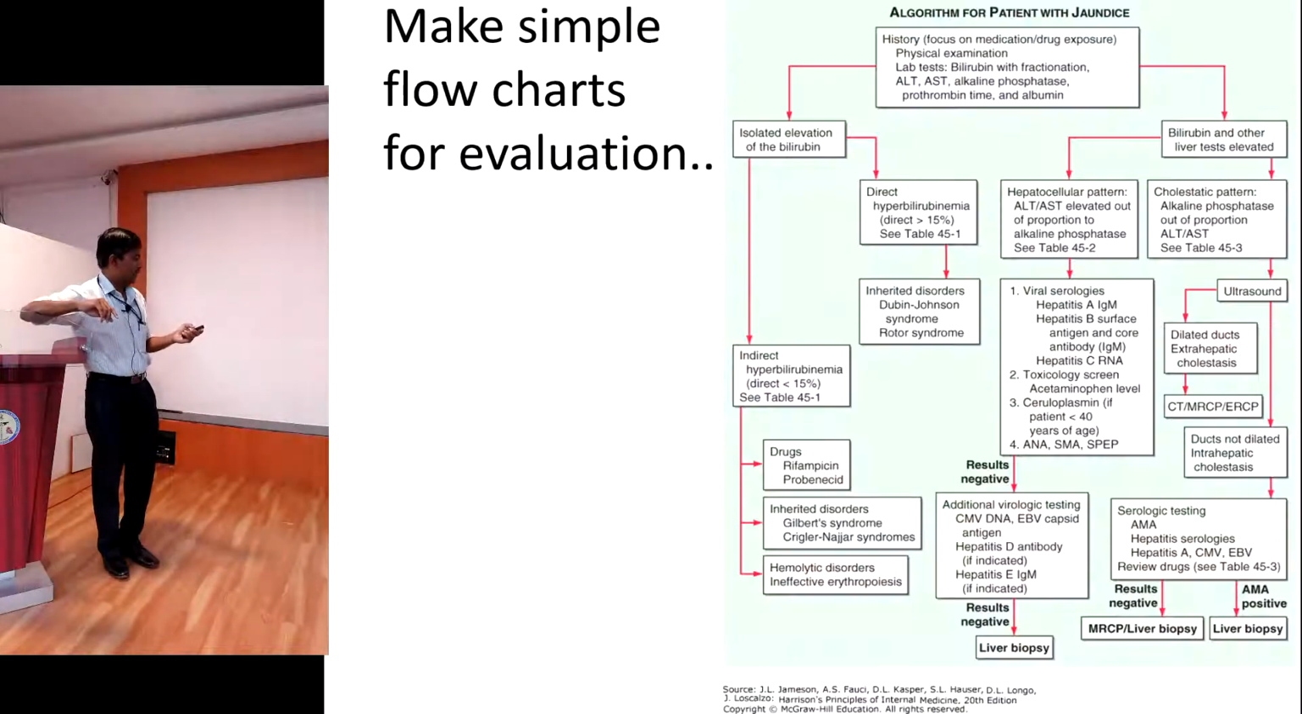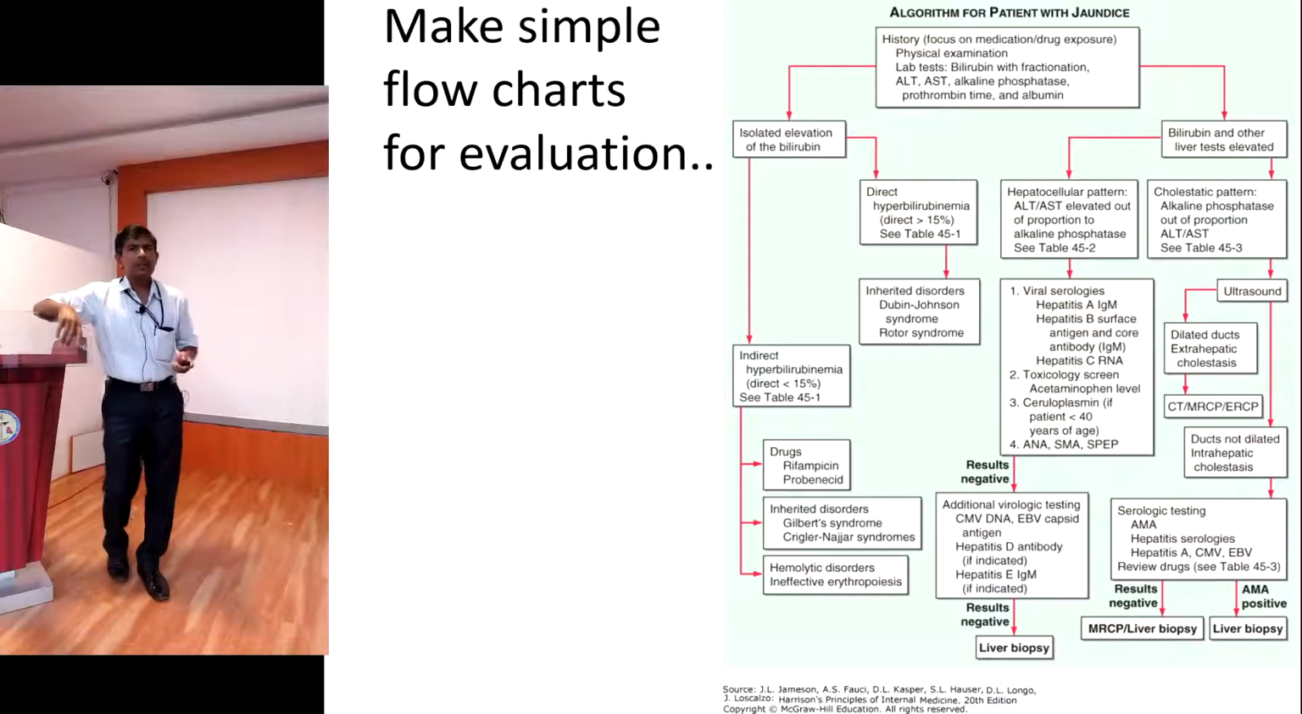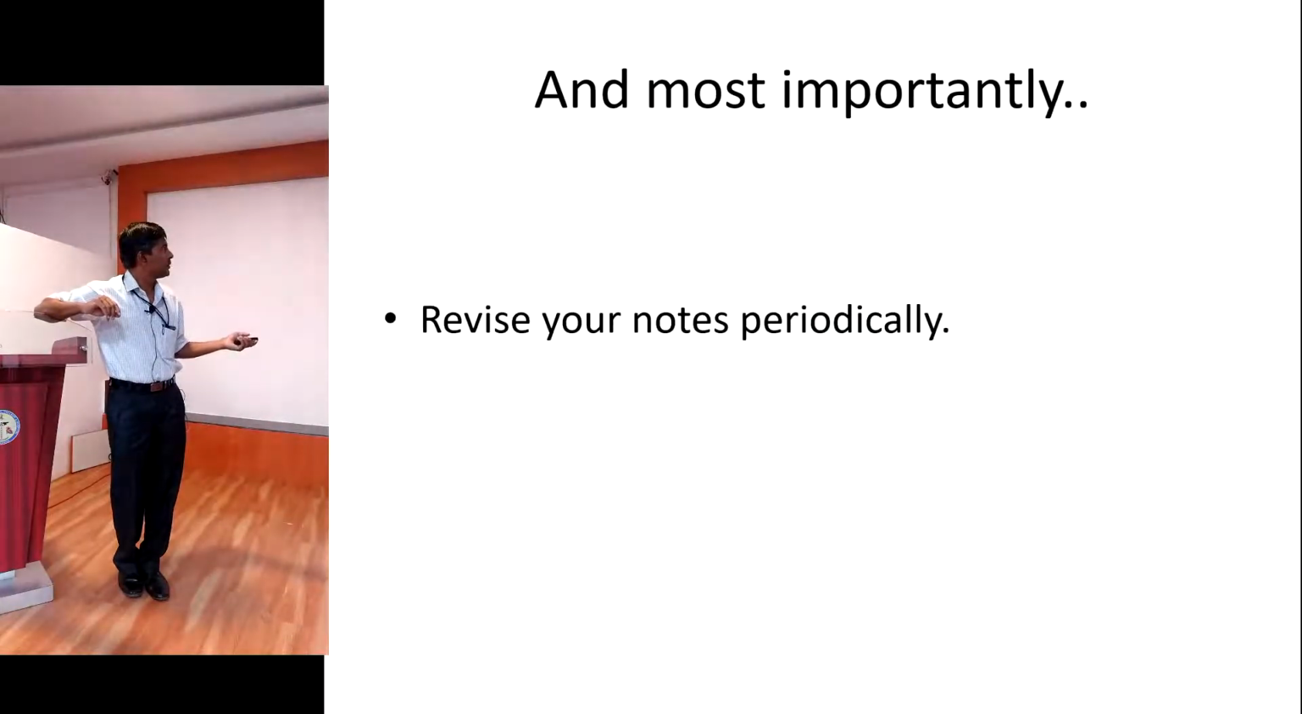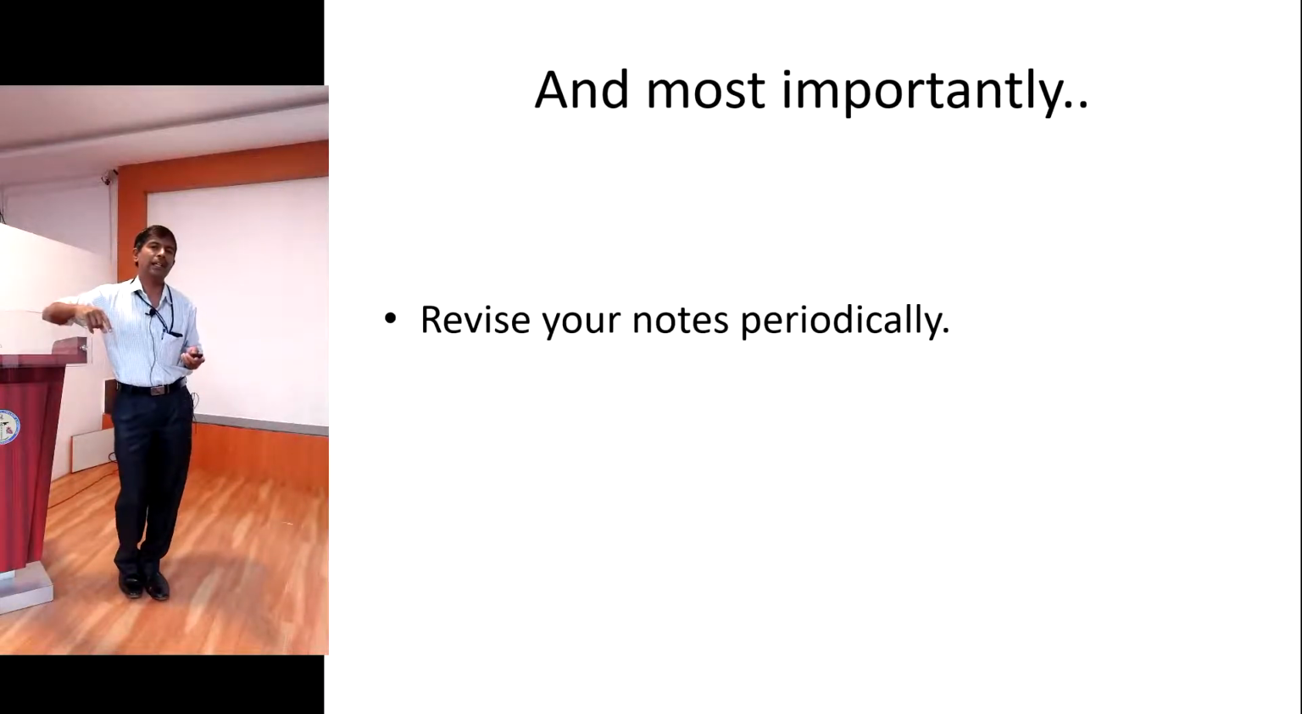And then for evaluation, for example, when you have a disease, there are different possibilities. You will have to evaluate the different causes of the particular symptom. Jaundice has a lot of causes. So, you should make simple flow charts in your notebooks, so that you will be able to remember the method of evaluation. And most importantly, you should be revising again and again. So, when you listen to a lecture, go home and read, your job is not done. Make good notes and keep on revising.